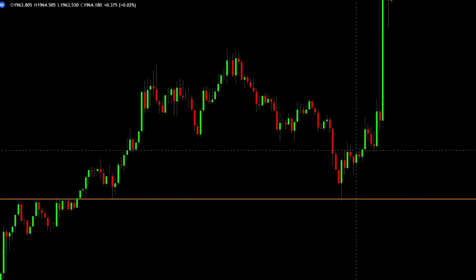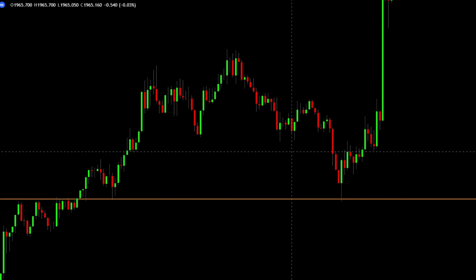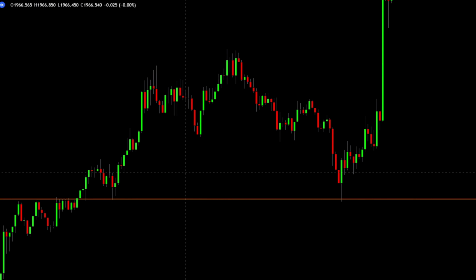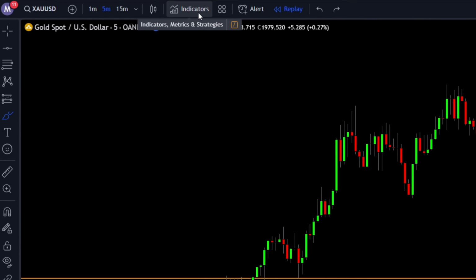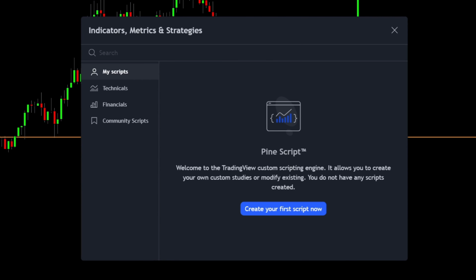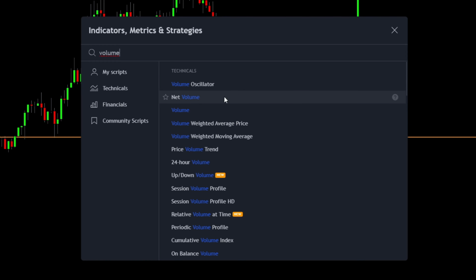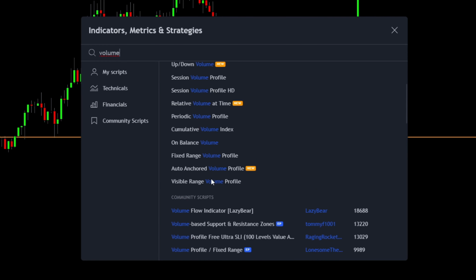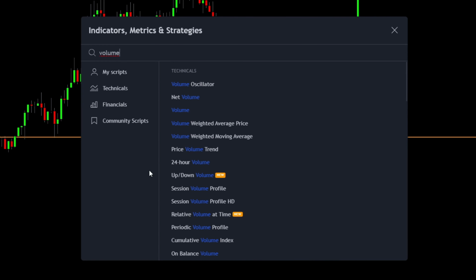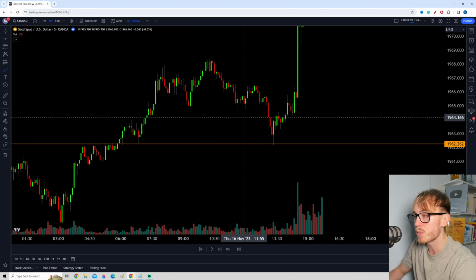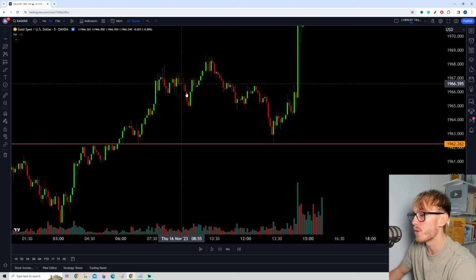But in order to make this strategy even better, we need to use our indicator. So we navigate up here to the indicators tab, and what we simply want to search for here is volume. And as you can see, we have tons of different volume indicators here in TradingView. But this strategy I want to keep as simple as possible, so we can actually use the normal volume indicator for this strategy. It works super well with the normal volume.